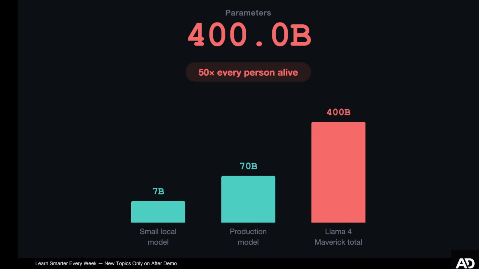Here's where it clicks. The question isn't whether those are big numbers. Of course they are. The question is, what do you do with the 70 billion floating point numbers at inference time? That's the question that determines your GPU bill.